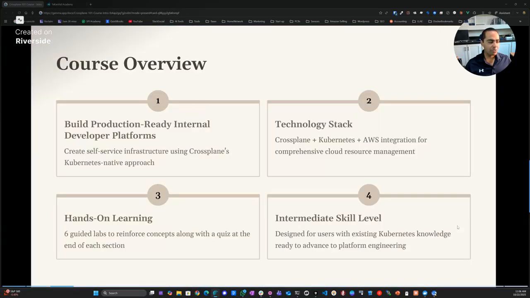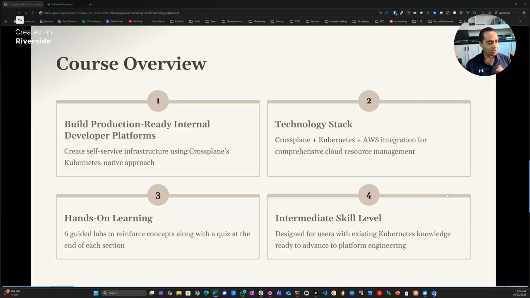So I took this out of my course, and it's just the introduction to the course to give you an idea of what this is all about, and we'll have a quick demo from the course lab itself to see how we can build something really quickly in AWS using Crossplane.